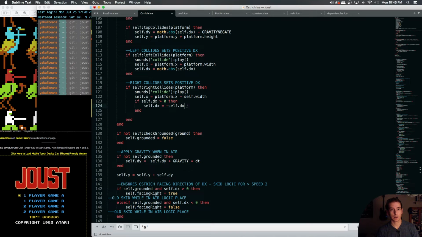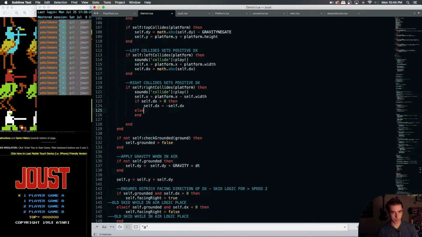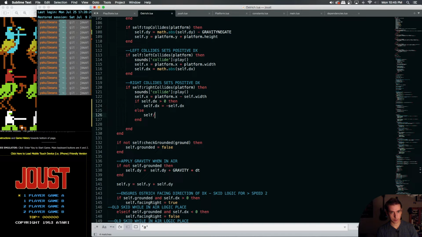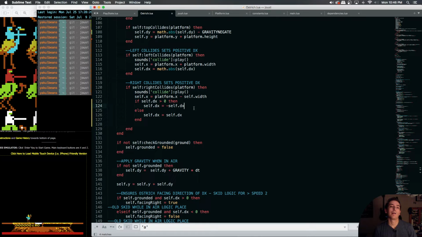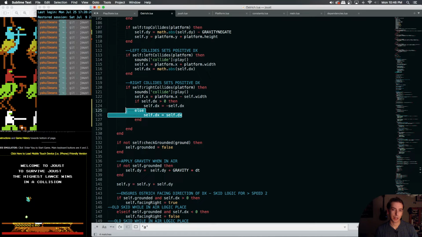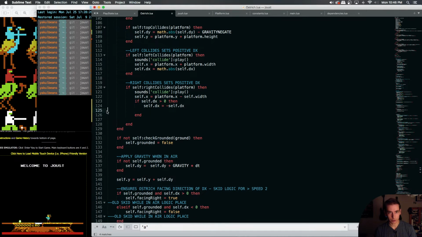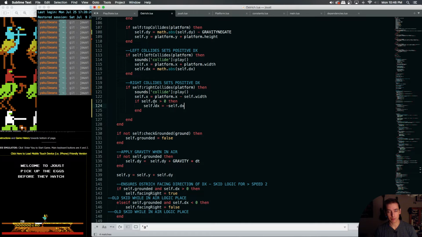Then we can say otherwise self.dx just gets whatever its current dx is. I think this is redundant because this will do nothing. This is literally saying take this value and put it in the same value. So instead of the else, we just only do something if our dx is positive.